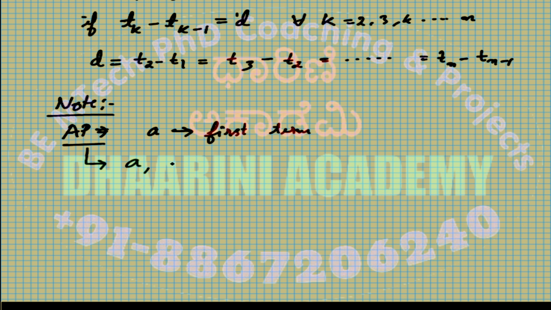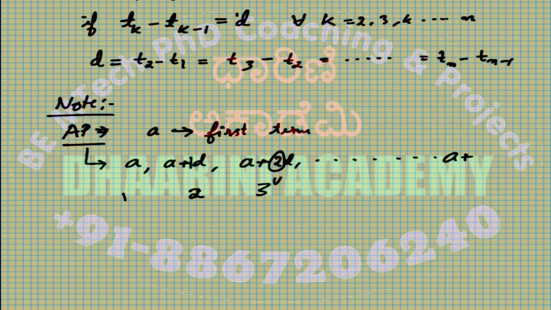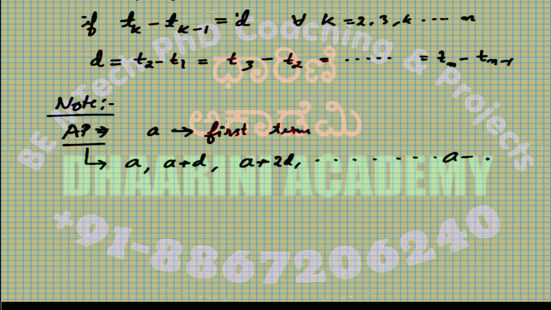The second term is A plus D. The third term is A plus 2D. Like that, what should be the nth term? It is A plus one less than the term number. So the third is A plus 2D, the second term is A plus 1D, and the first term is A plus 0D. Like that, the nth term has to be A plus n minus 1 into D.